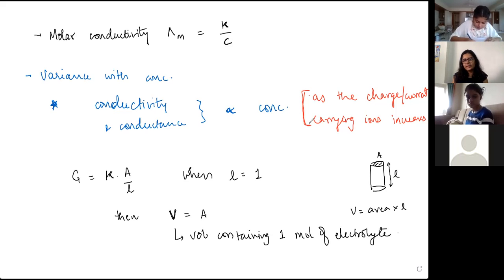In molar conductivity, lambda m is equal to kappa into the concentration. Now, the concentration contains 1 mole of electrolyte, so we can write it as kappa into 1 mole upon volume, because concentration is the number of moles per volume. So this becomes conductivity into volume.